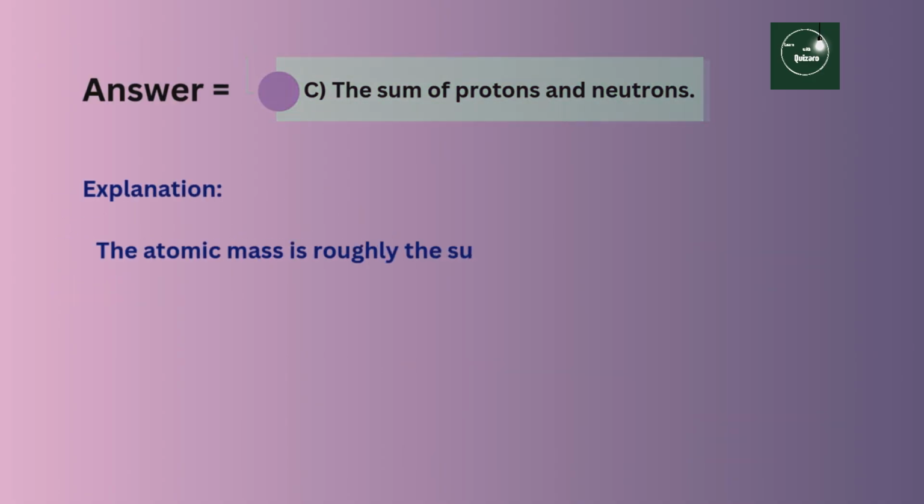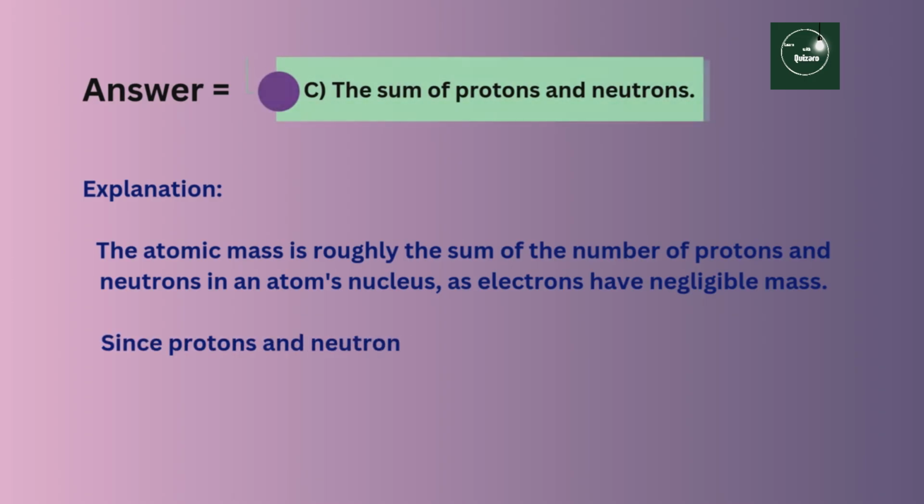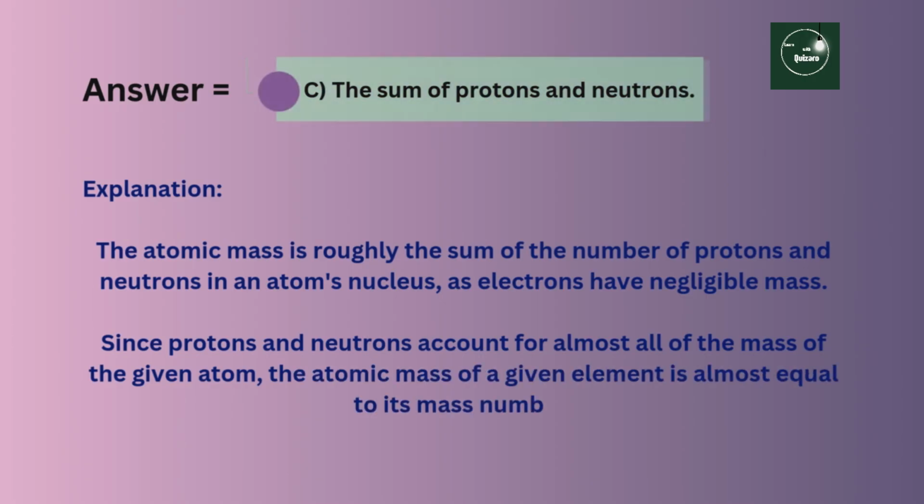Answer is C. The sum of protons and neutrons. The atomic mass is roughly the sum of the number of protons and neutrons in an atom's nucleus, as electrons have negligible mass. Since protons and neutrons account for almost all of the mass of the given atom, the atomic mass of the given element is almost equal to its mass number.